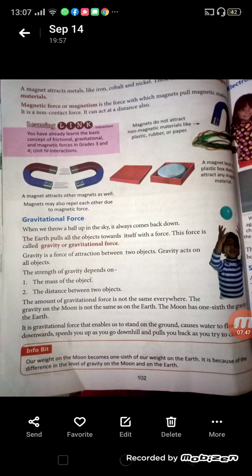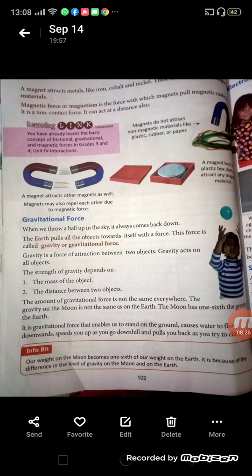Is it a non-contact or contact force? Very good. It is a non-contact force. Why is it a non-contact force? Because it can act at a distance. A magnet attracts another magnet also. Magnets may also repel each other due to the magnetic force. Magnets do not attract non-magnetic material like plastic. A magnet will not attract rubber and paper also, because these materials are non-magnetic materials.